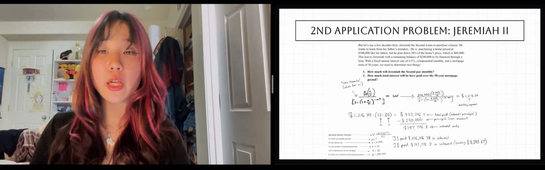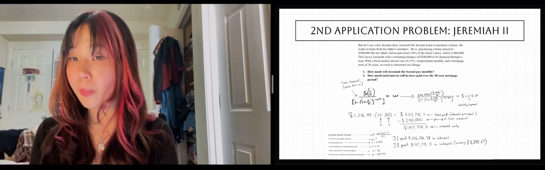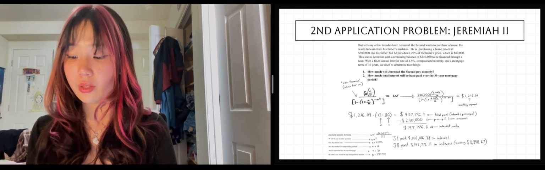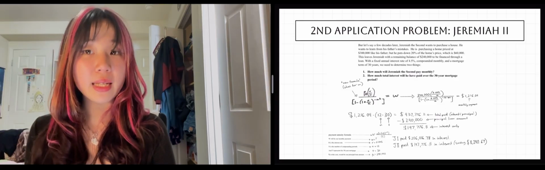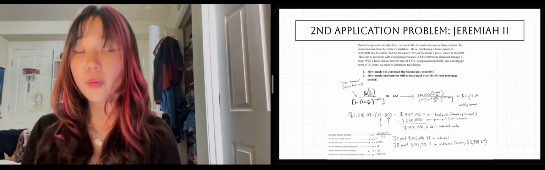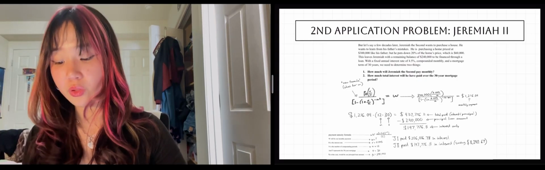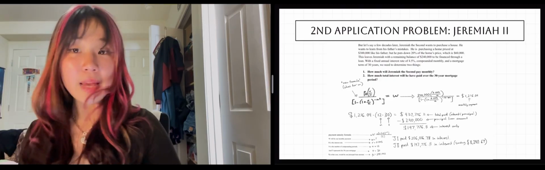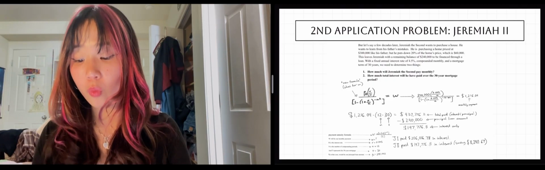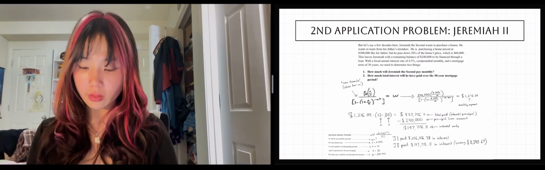So in application problem 2, Jeremiah II wants to purchase a house, but he wants to learn from his father's mistakes. He purchases a house priced at $300,000. However, he puts down $60,000, so more than his father. This leaves Jeremiah with a remaining balance of $240,000 that needs to be financed through a loan. He gets the same annual interest rate, so a fixed annual interest rate of 4.5% that is compounded monthly, and a mortgage term of 30 years.